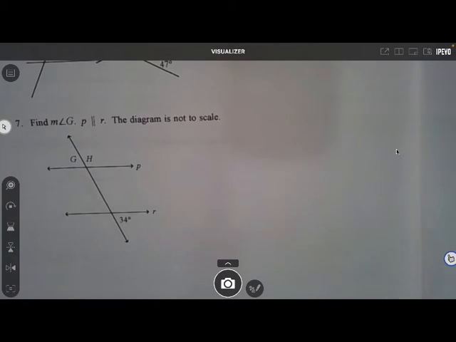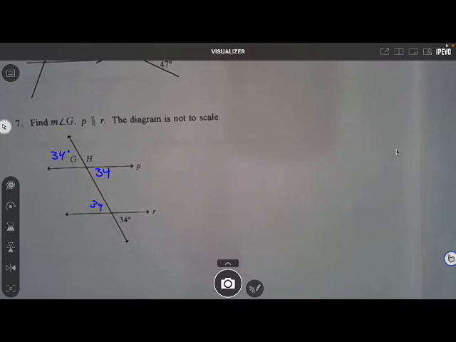Okay, number 7. I can use the whole transversal thing. It wants me to find the measure of angle G. Okay? So I'm going to see, all right, what all is 34? This one is 34 because they're corresponding. And G is also 34 because those are vertical, right? And this one would have also been 34. Could have done that several ways. Does everybody understand that G is 34? Yes, ma'am.